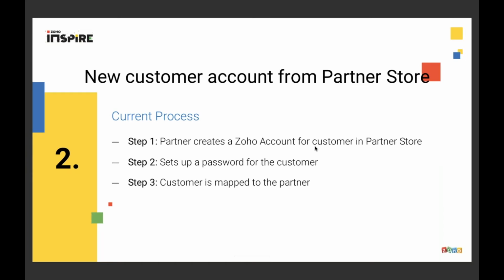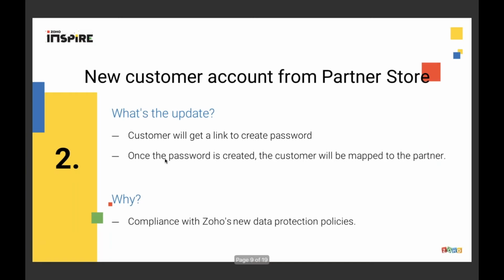So over here, if we step back into the old process, that is the current process, the first step and the third step are as they are. The second step, where you set up the password for your customer, is now up to the customer. So you set up an account, and the link goes to the customer, and the customer will set up the password. Why are we doing this? It is completely in compliance with our new data protection policies, so we have to abide by the rules.